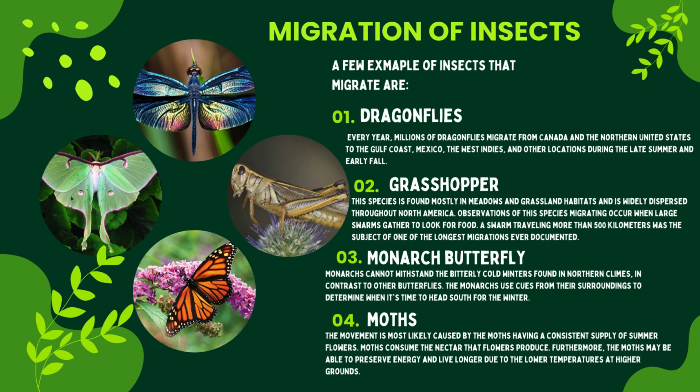Number four is the moths. The movement is most likely caused by the moths having a consistent supply of summer flowers. Moths consume the nectar that flowers produce. Furthermore, the moths may be able to preserve energy and live longer due to the cooler temperatures at higher grounds.